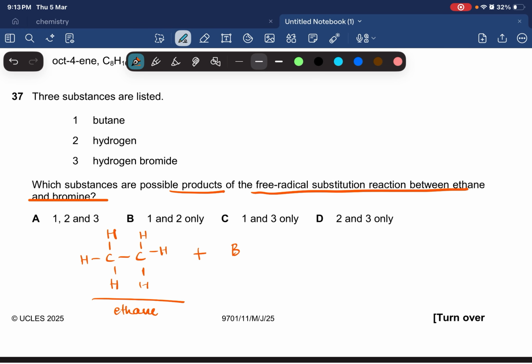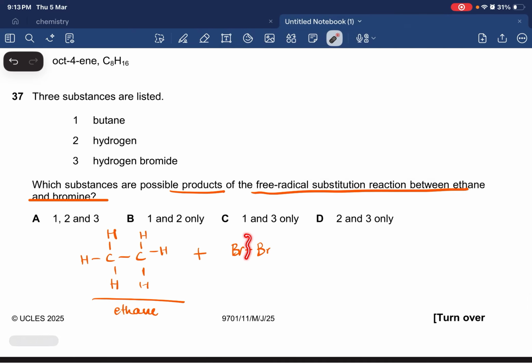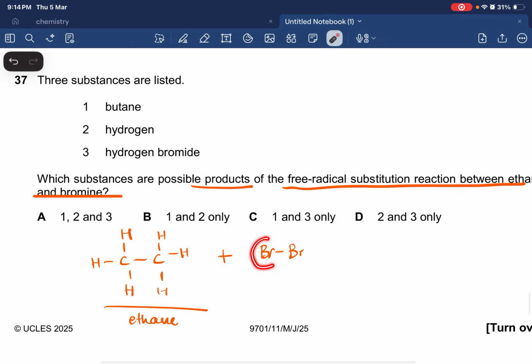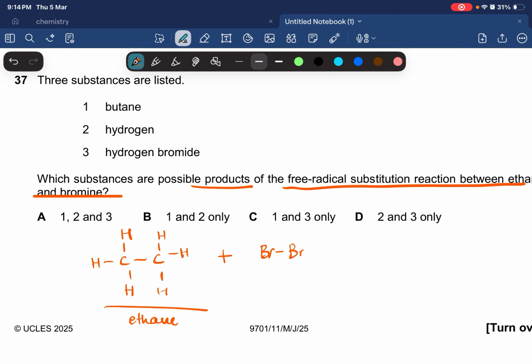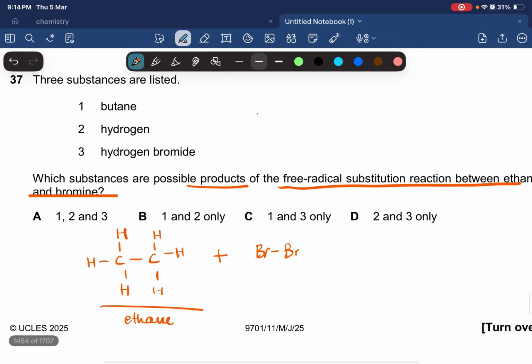Firstly, we know that this bond is going to break because of the sunlight, because of the activation energy we're going to provide. And then we know this bromine can come here or here or here. That's how the free radical substitution reaction is going to propagate. Over here, we can form a C2H5, 1, 2, 3, 4, 5. One bond is going to break, giving a C2H5 free radical. And then we can form another C2H5 free radical.